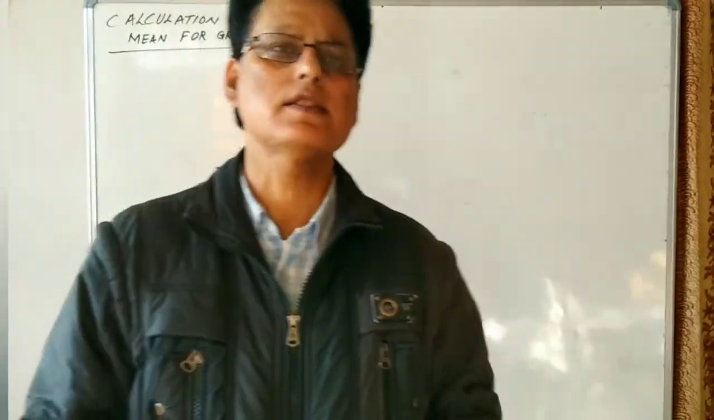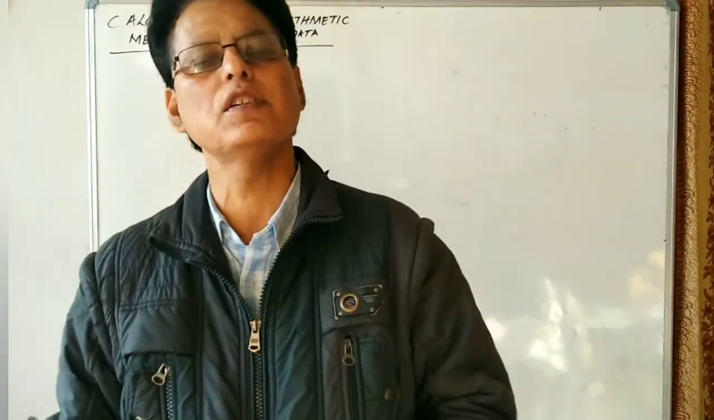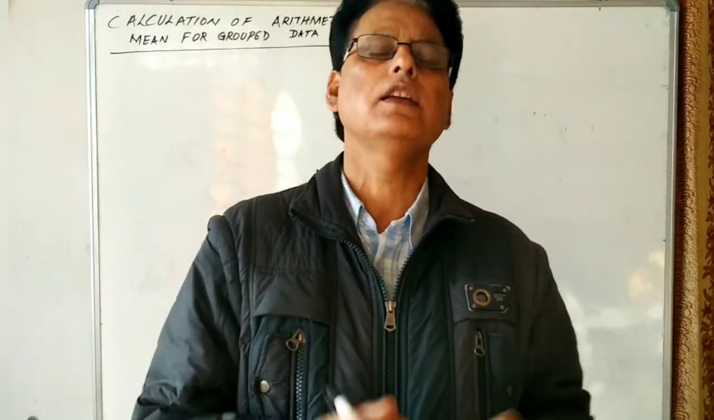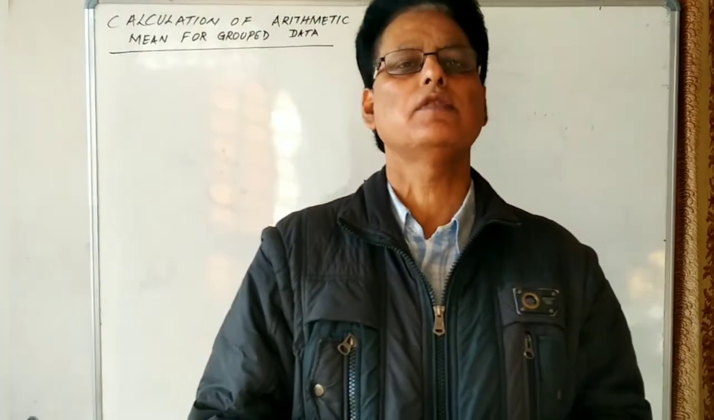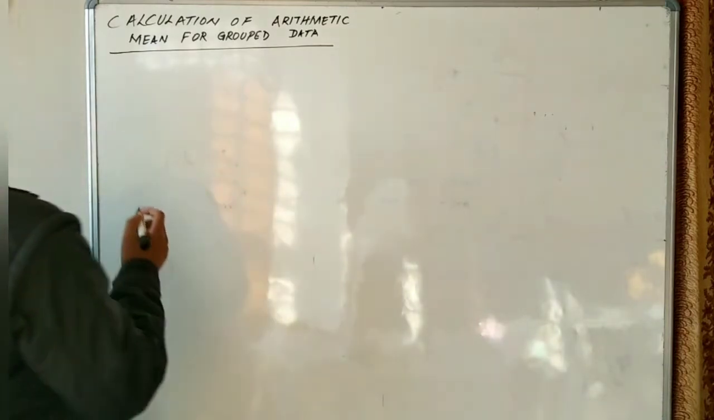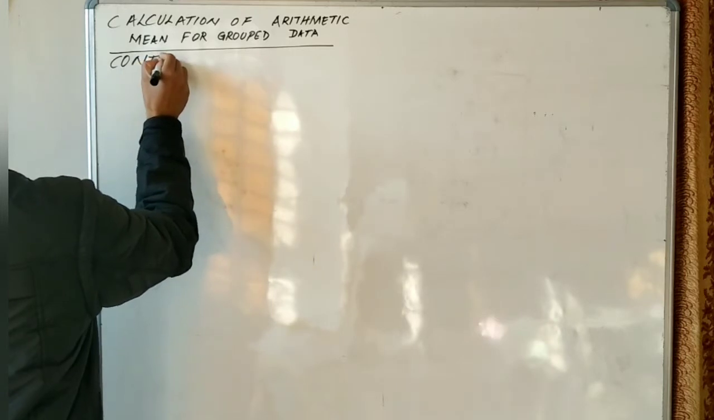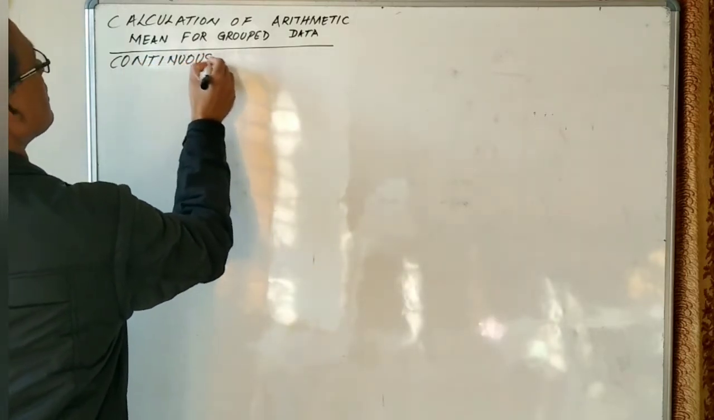We have already discussed the calculation of arithmetic mean for the discrete series. The difference in the continuous series is that class intervals are given. In the discrete series, class intervals are not given. Here in continuous series, when the class intervals are given, we have to find out the mean value, and the rest of the process will be the same. So calculation of arithmetic mean for group data, and here this is for continuous series.